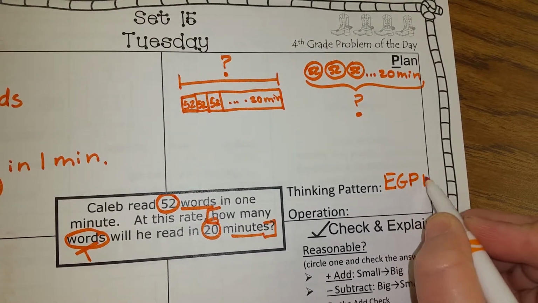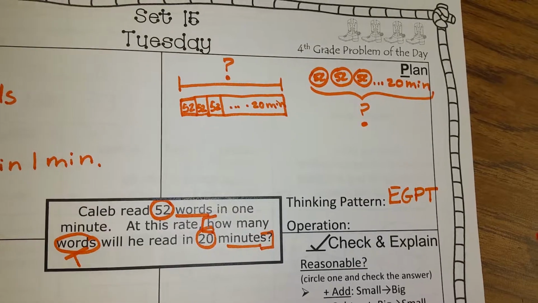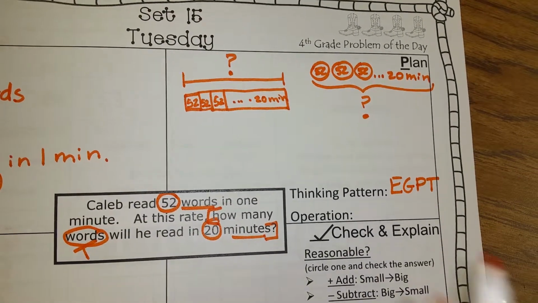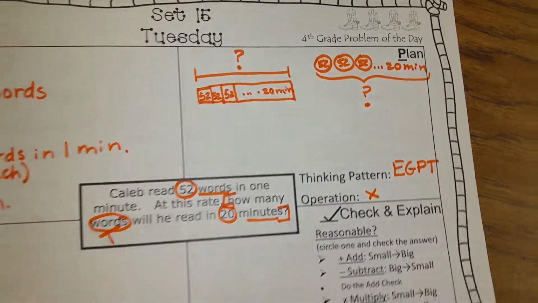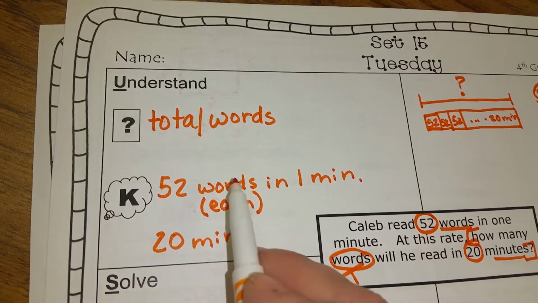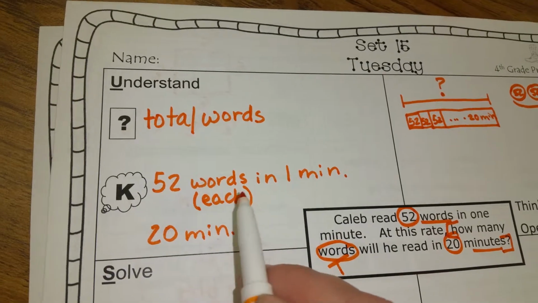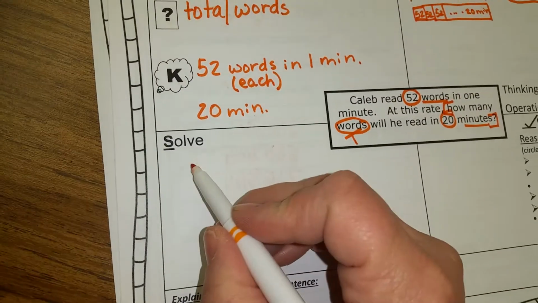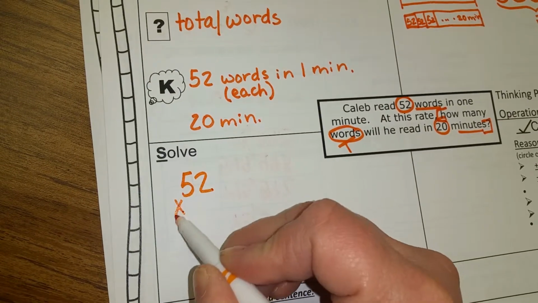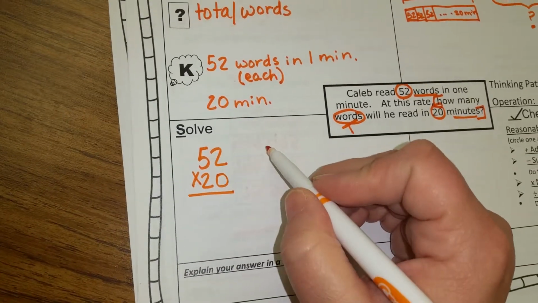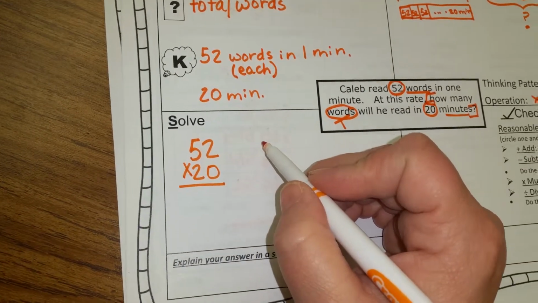So that's equal groups put together. And we know that equal groups put together tells us to, hopefully you said multiply. So now I'm going to come down to my solve box and I'm going to multiply. And I'm going to take what I know right up here. There are 52 words in 1 minute, which I put in my picture. And there are 20 minutes. So 52 times 20. And it would be just fine if you wrote 20 times 52. Either way is just fine.